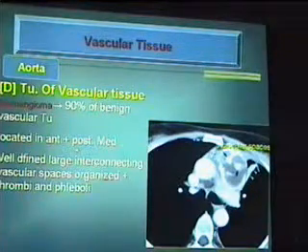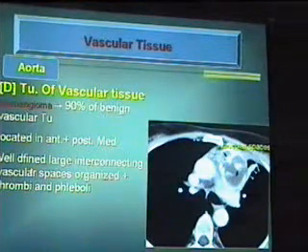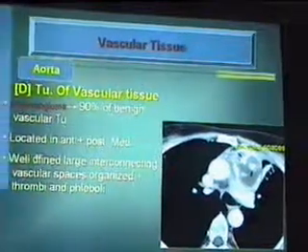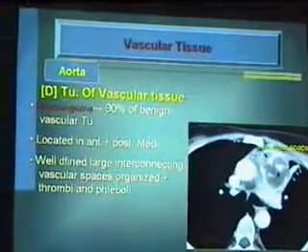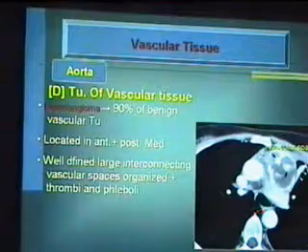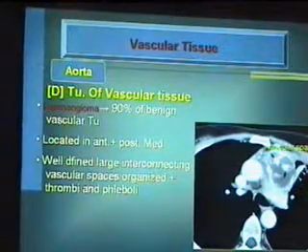Located in the anterior or posterior mediastinum and fringe, it is well defined, large, with interconnecting vascular spaces organized, and thrombi and phleboliths may be present.